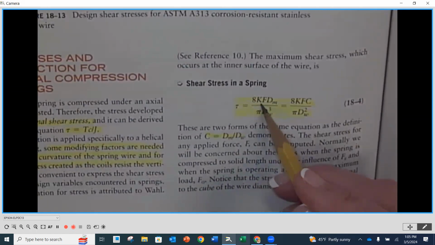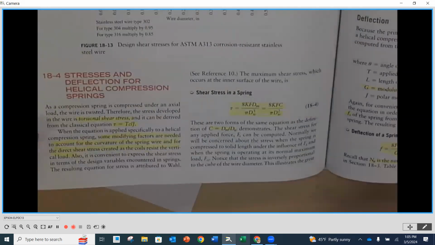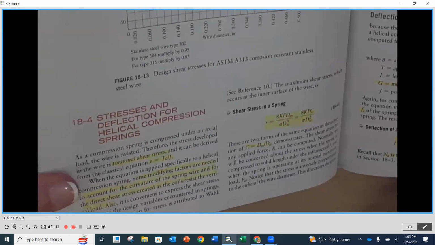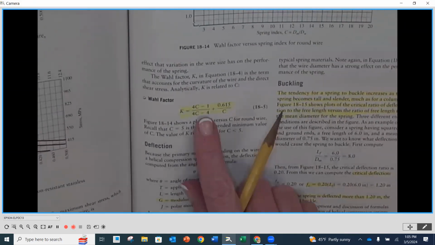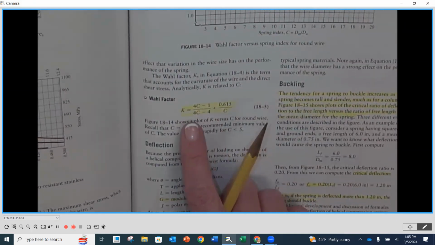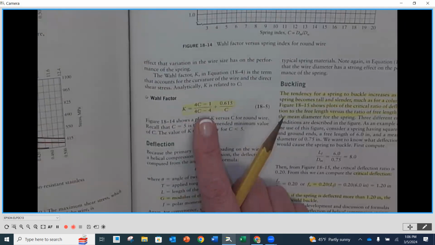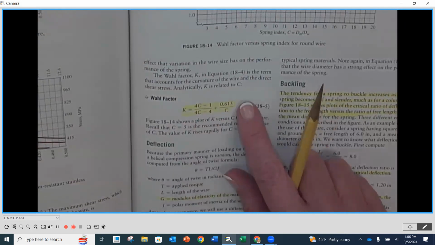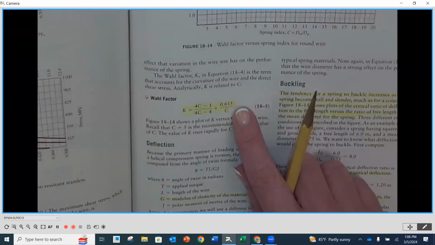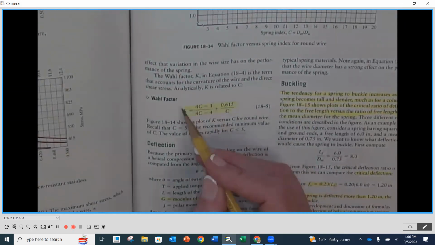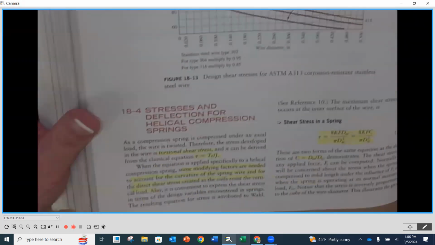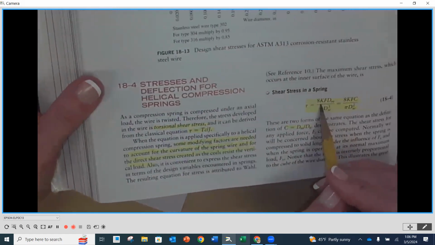Capital K is what we call the wall factor. The wall factor is a factor that is going to be calculated, and the equation for the wall factor is on the following page in the first column, 667. We're going to take 4 times our spring index minus 1, and then divide by 4 times our spring index minus 4, and then plus 0.615 divided by that C. This looks at the curvature of the actual spring itself, okay? And this wall factor, this K, is going to be placed in the top of our equation.